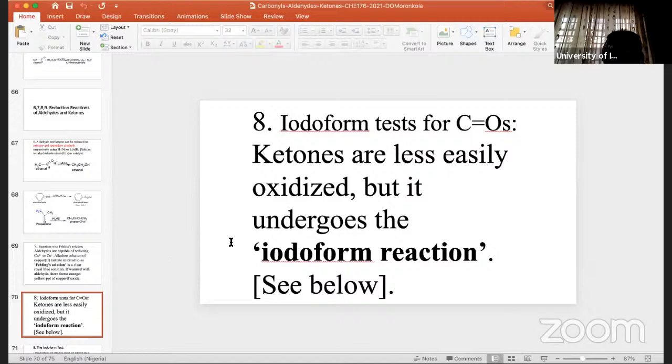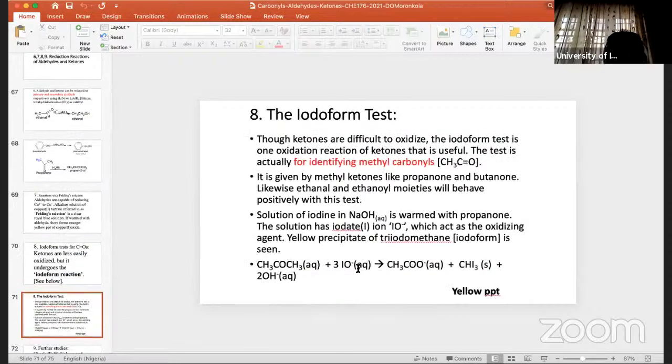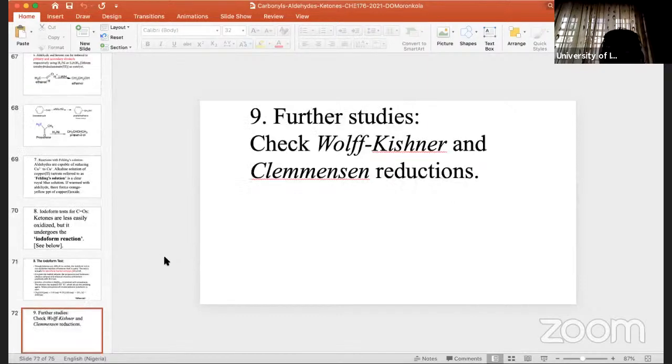Likewise, you have the iodoform test. The iodoform test is specifically for methyl ketones. Like propanone, you have it undergoing the iodoform test to produce that yellow precipitate of CHI3, which is triiodomethane, a solid that characterizes that a methyl ketone is present.